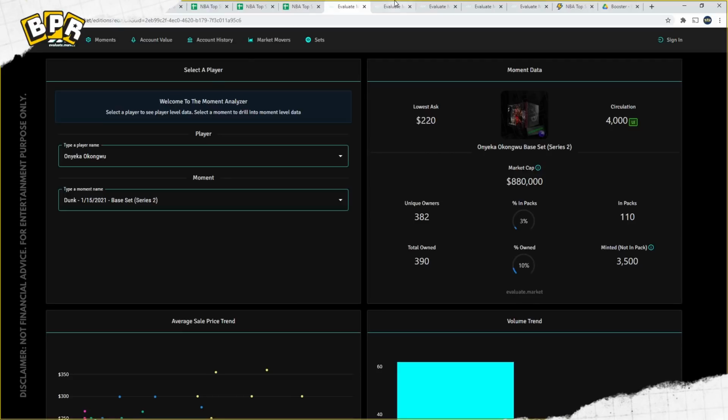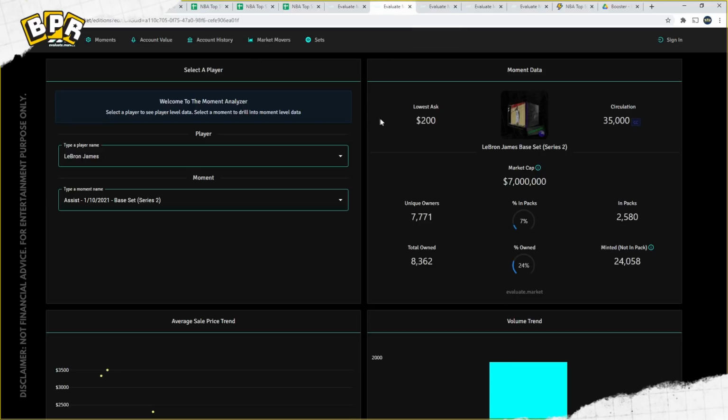Okay, so the next player I'm going to show you guys is LeBron James. This is his 35,000 CC. As we can see, there are only 7% left in packs, but this can increase because we have around 24,000 moments that haven't been placed in packs yet, and these are most likely going to be paired with future drops, such as Cool Cats Drop 3 and 4 and other types of unique sets.